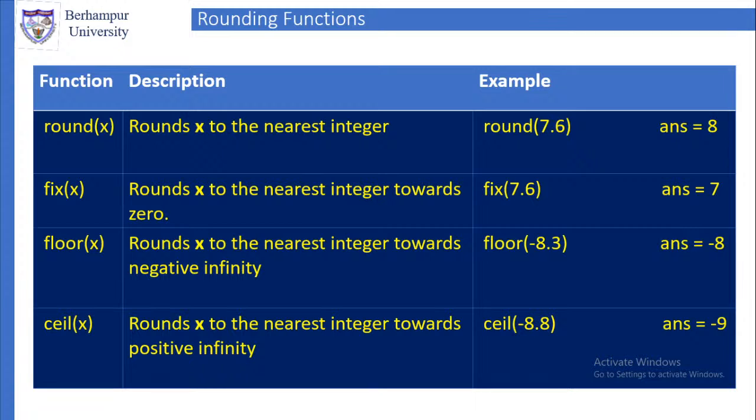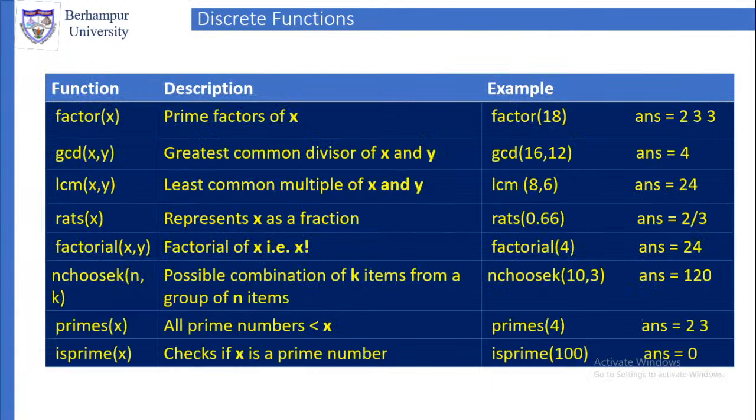Similarly, ceil x. That rounds x to the nearest integer towards positive infinity. So ceil of minus 8.8 towards positive infinity, answer will be minus 8. Okay. So after the rounding functions we will look at some discrete functions.